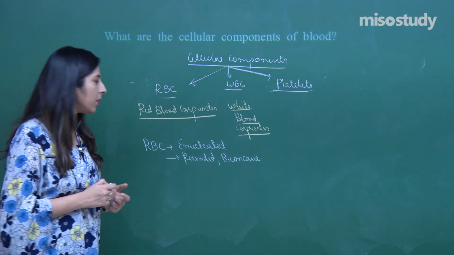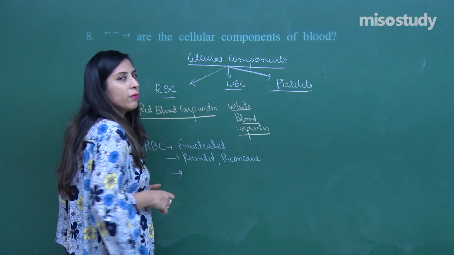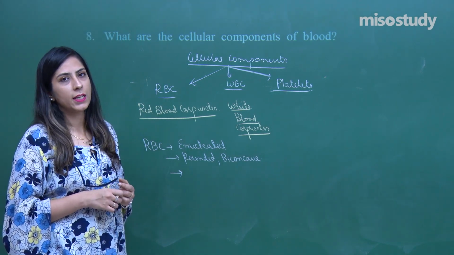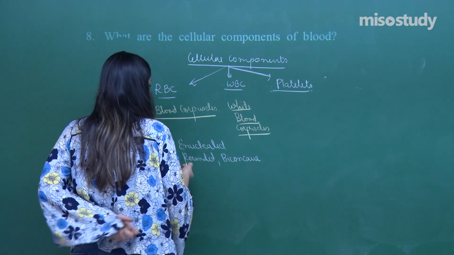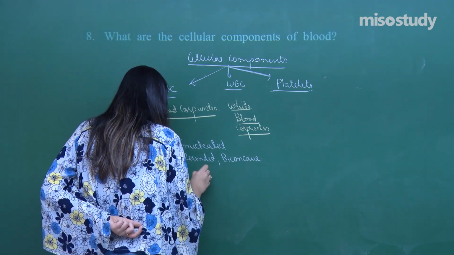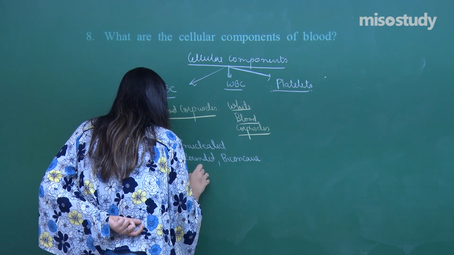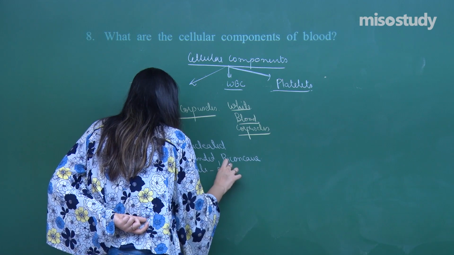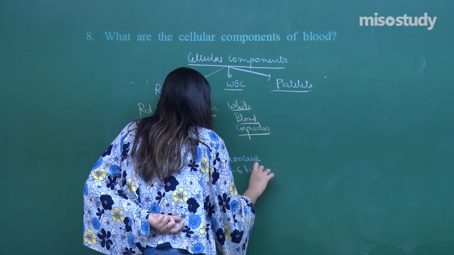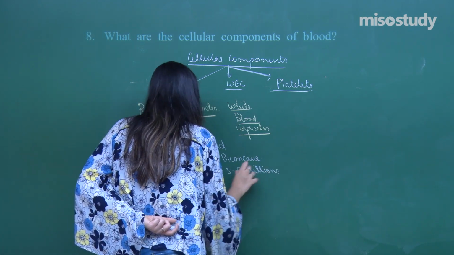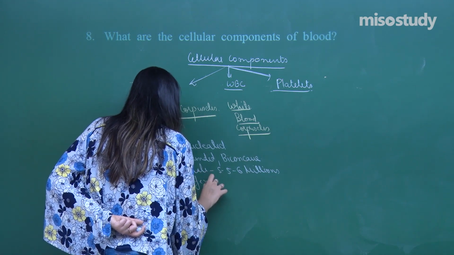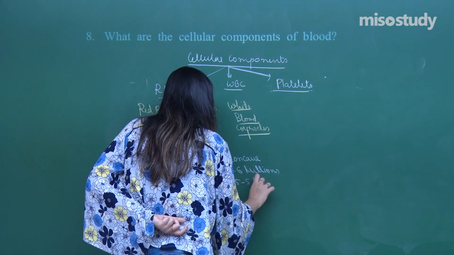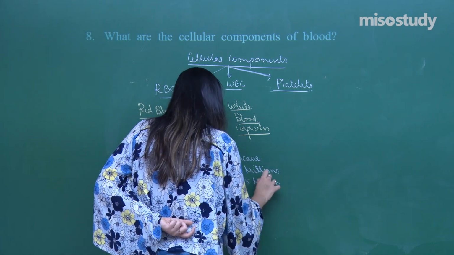To talk about the number, RBC number varies in the case of male and female. In the case of the female, this is lesser. In the case of the male, they are more. They are present in millions. So let's talk about the RBC. RBC present in a male is 5.5 to 6 million, whereas in a female it is around 4.5 to 5 million per cubic millimeter.